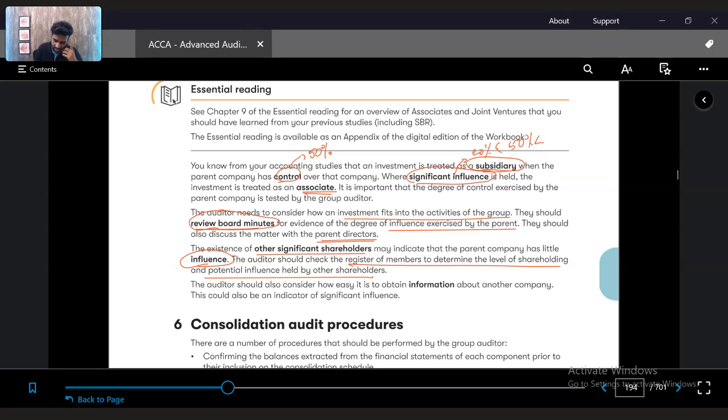The auditor should also consider how easy it is to obtain information about another company. This could also be an indicator of significant influence. So if A company holds around 15 to 20 percent of B company, and A company gets to know all the details and information on a daily basis from B company, then it could indicate a potential significant influence. So the first step when you have a group entity is to identify what kind of investment the second company is: whether they have control, whether they have significant influence, whether they are an associate. That is something they need to identify first.